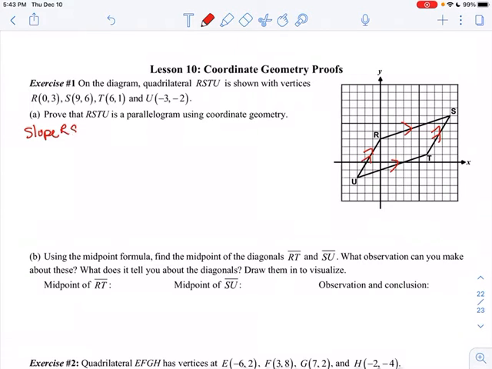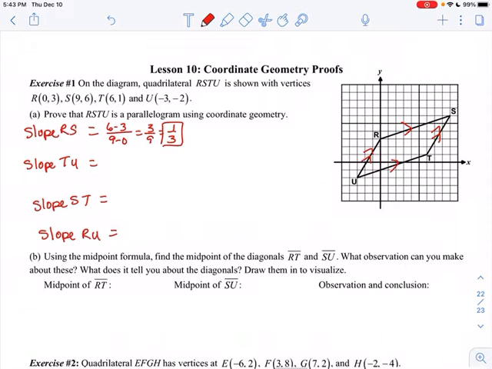So I'm going to find the slope of RS, I'm going to find the slope of TU, I'm going to find the slope of ST, and I'm finally going to find the slope of RU. So I have to use my slope formula 4 times. And if both opposite sides have the same slope, then the lines are parallel. So looking at RS, just make sure you're taking the right points. Remember, slope is the change in y, so 6 minus 3 over the change in x, 9 minus 0. So that's 3/9, and I'll reduce that to 1/3.